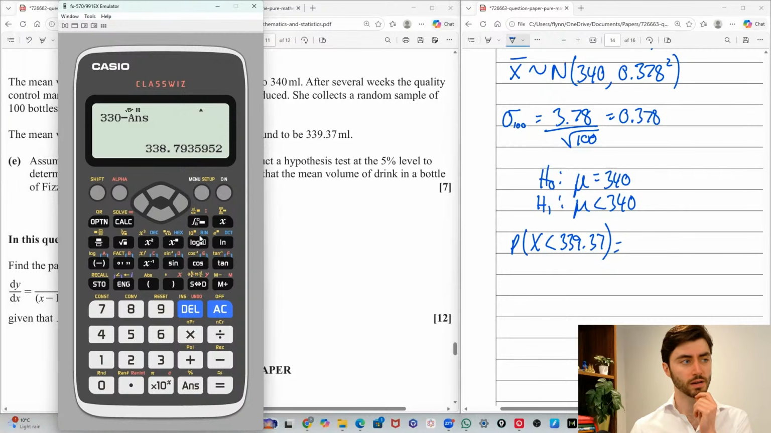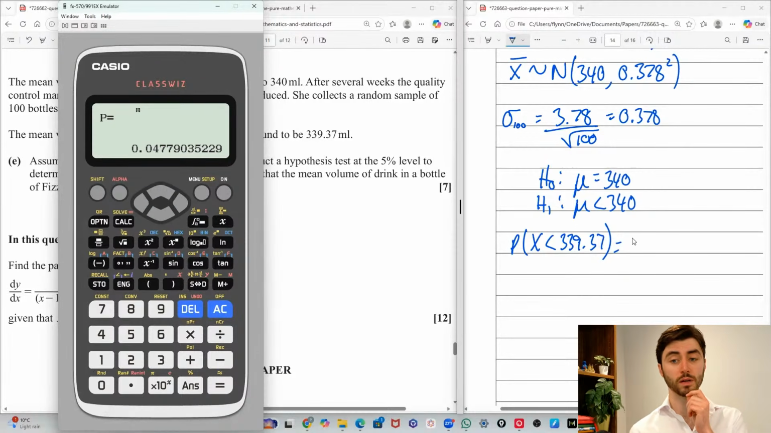So here, let's go back to distribution, normal CD. Lower is minus 9 times 10 to the stupid. Nope, that's answer. Don't like that. There. Upper is 339.37. Standard deviation is 0.378. Mean is 340.